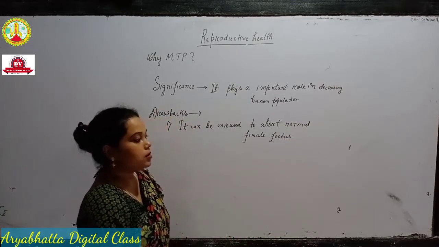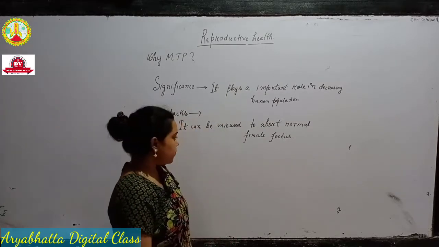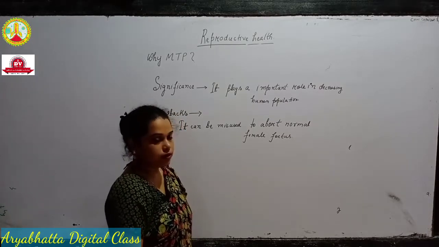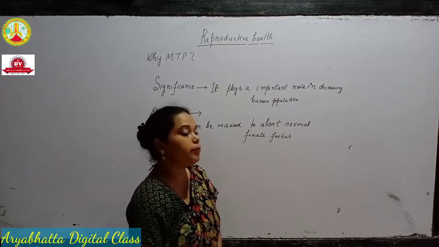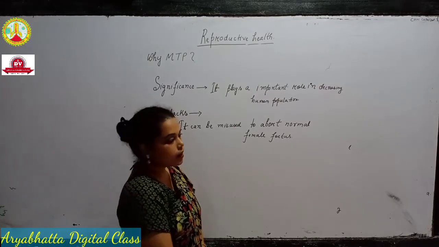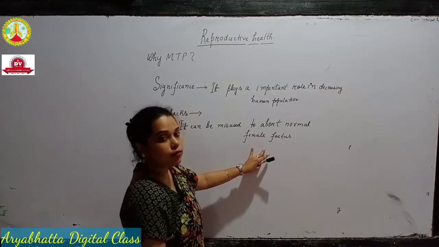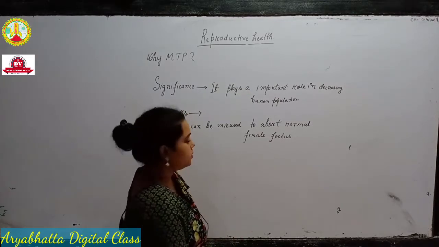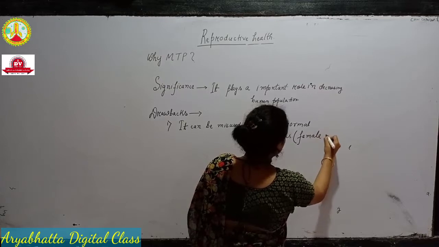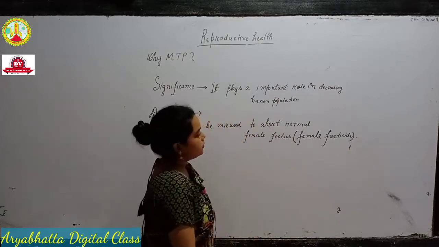Some couples secretly determine the sex of their baby, and if they find it is a baby girl inside the uterus, they secretly go to some clinic and consult a doctor to abort the normal female fetus because it's a baby girl. This is called female feticide, and it's a crime.